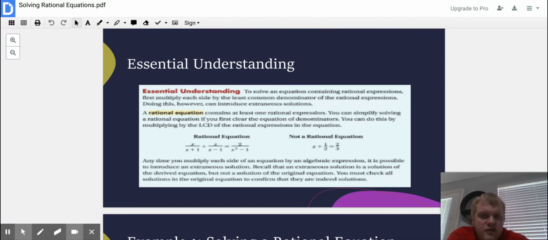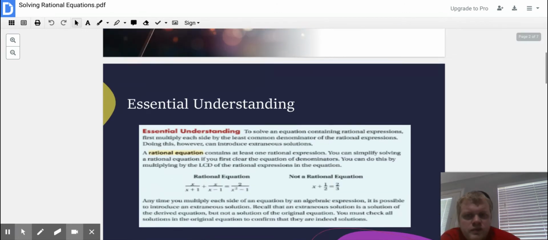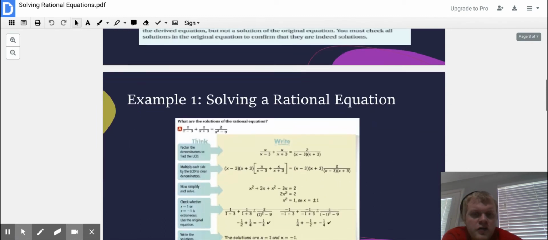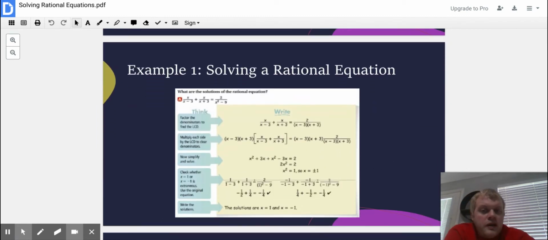So again, every time you get an answer, go back to the very beginning of your equation and plug in your answers to see if they work. And if they don't, then it's considered an extraneous solution. All right. So our first example here, solving a rational equation here. So here's our first example.